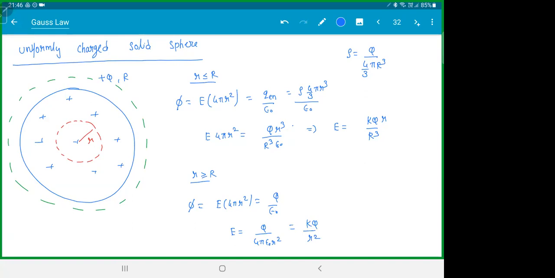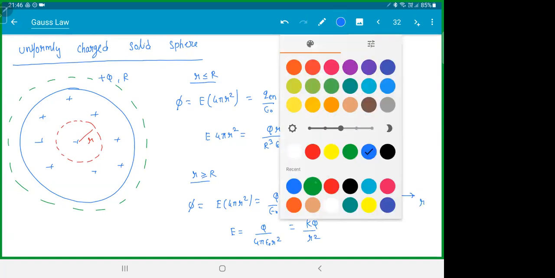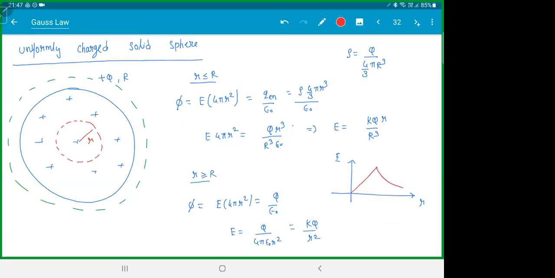This is a proof. Solid sphere ka results. Do you guys remember? If you actually plot the graph of E versus R, this is how it was looking. It was a straight line, a 1 by R function, and then there's a 1 by R square.